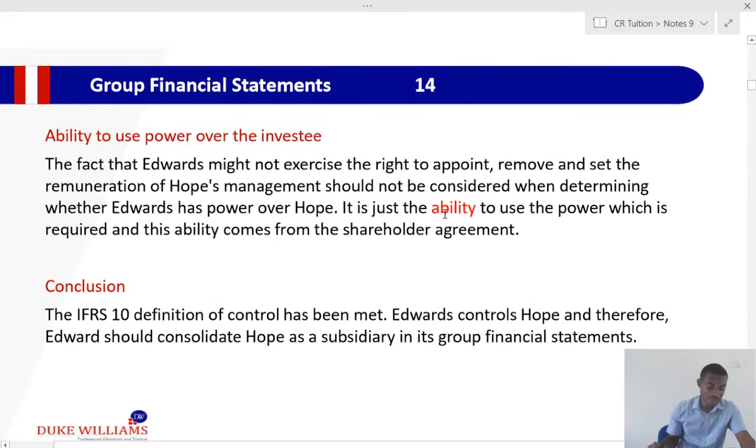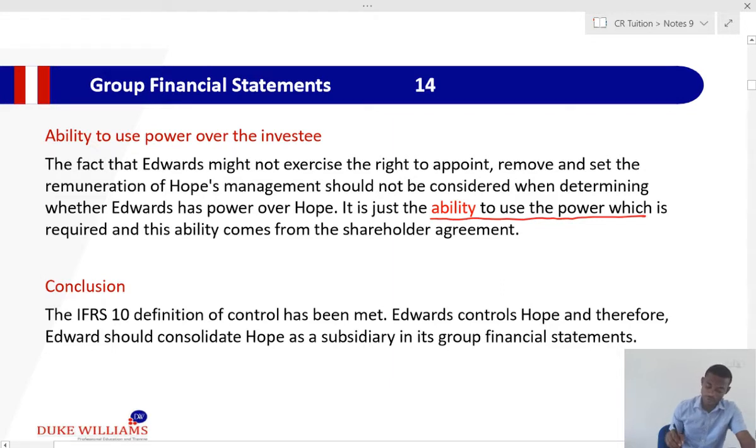Then the last part of it is the ability to use the power. Now, the fact that Edward might not exercise the right to appoint, remove, or set the remuneration of Hope's management should not be considered when determining whether Edward has power over Hope. It is just the ability. He should have the ability, and Edward does have that ability.